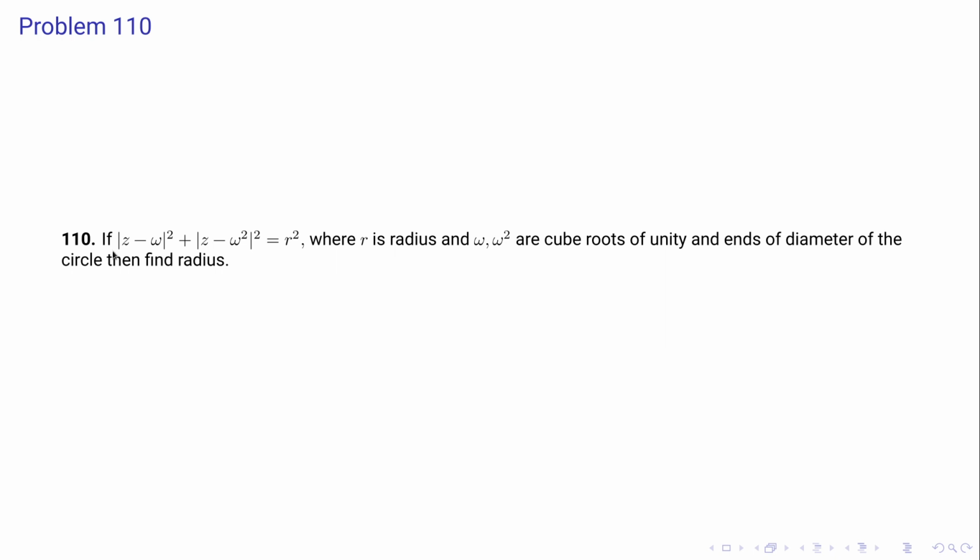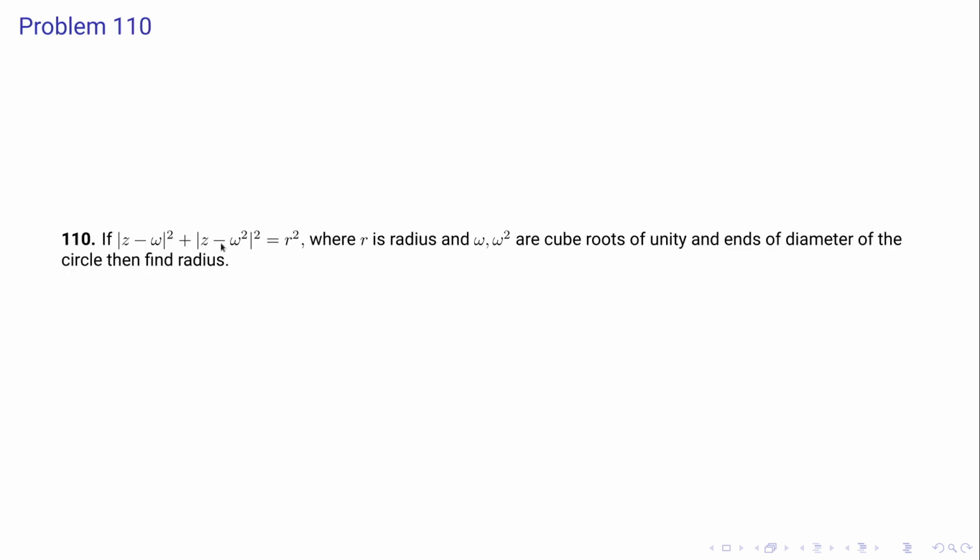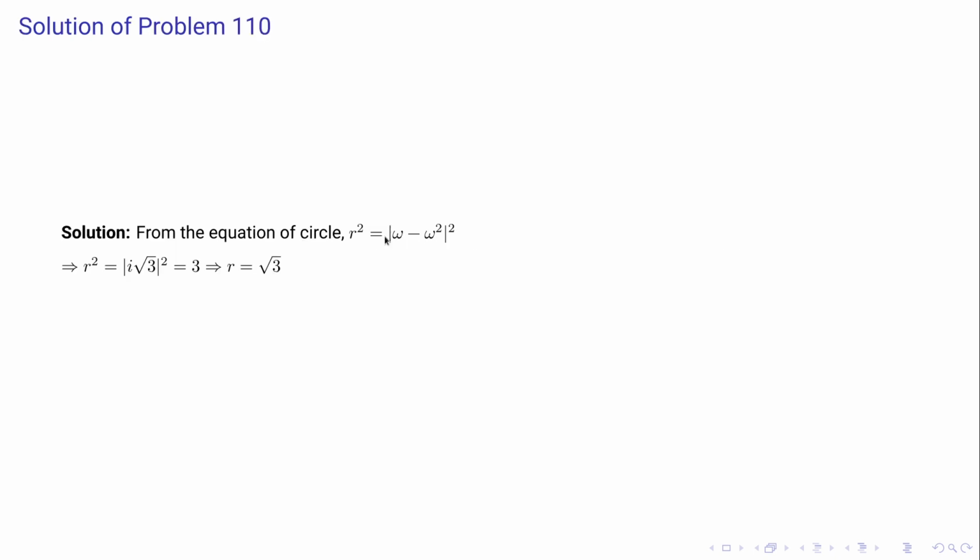Problem 110 says that if mod of z minus omega whole square plus mod of z minus omega square whole square is equal to r square, where r is radius and omega and omega square are cube roots of unity and ends of diameter of the circle, then find radius. So like the previous one which we have solved, we can say that mod of z minus z1 whole square is equal to mod of z minus z2 whole square is equal to r square is equal to mod of z1 minus z2 whole square.